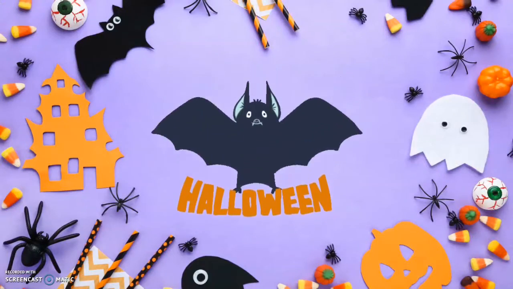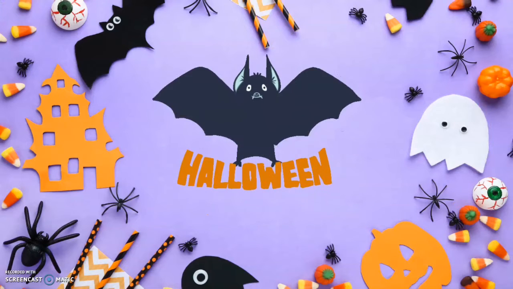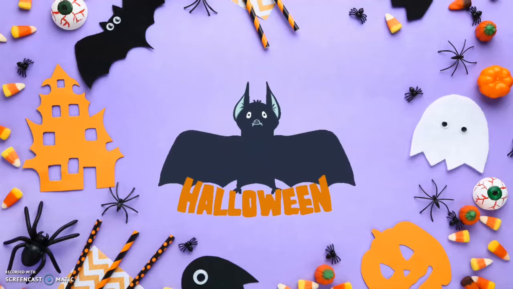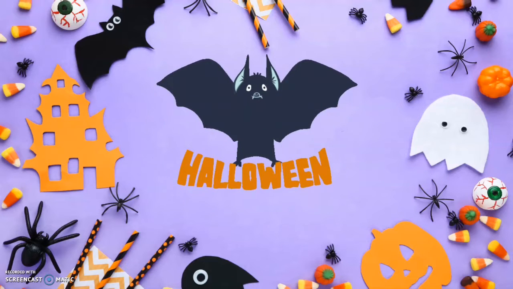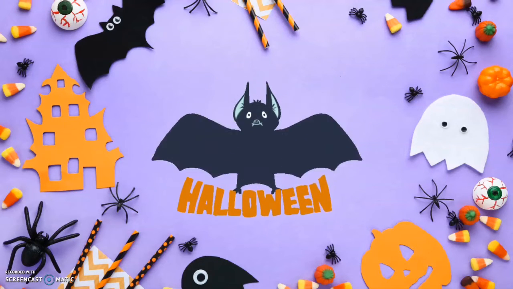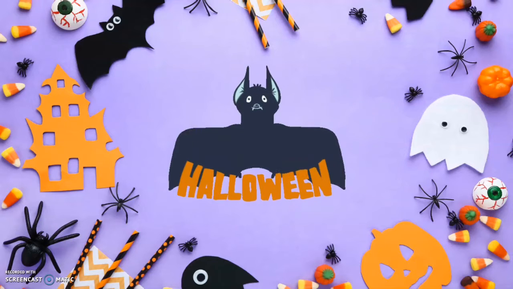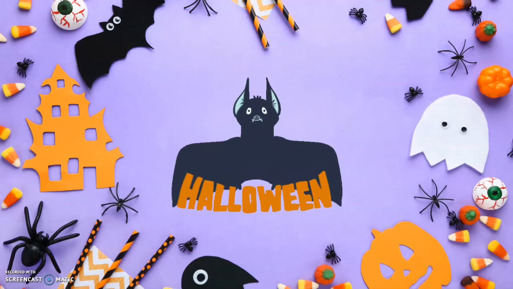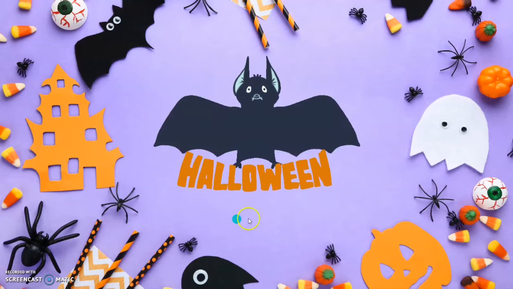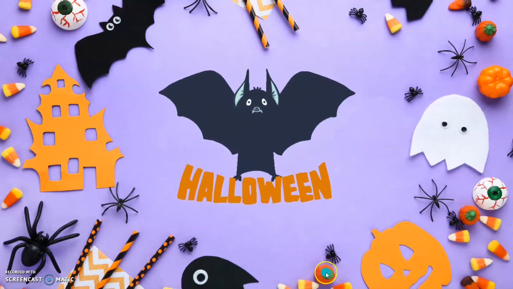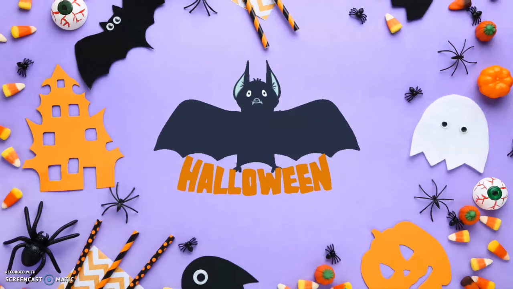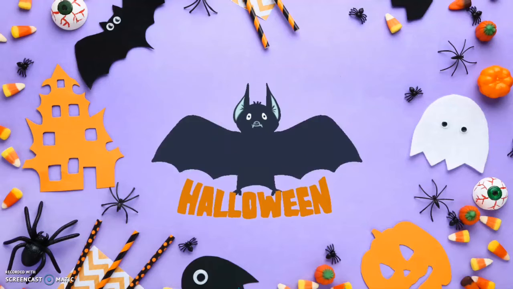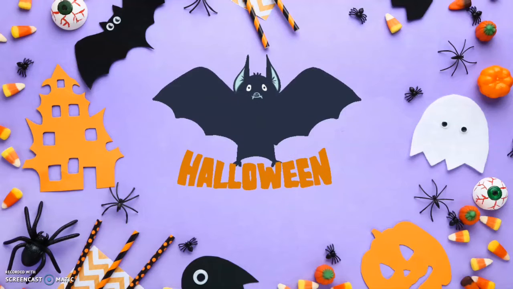Now, I don't think that I would call Halloween a festival, but it is a celebration that happens this time of year. This picture shows some Halloween decorations. What do you notice about the colors? Do you notice any secondary colors? I notice orange, purple, and green. These colors are often used together with black as decorations for this holiday.